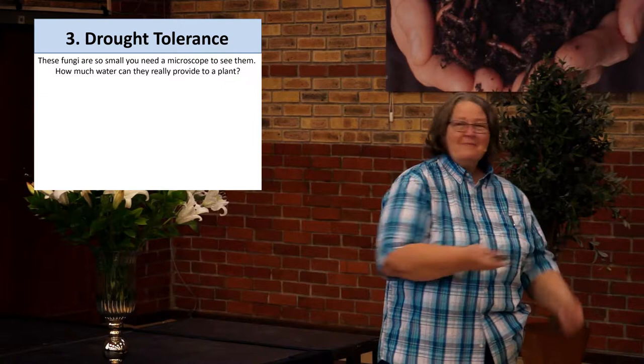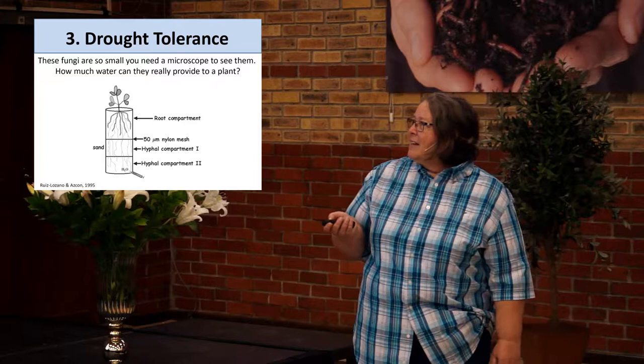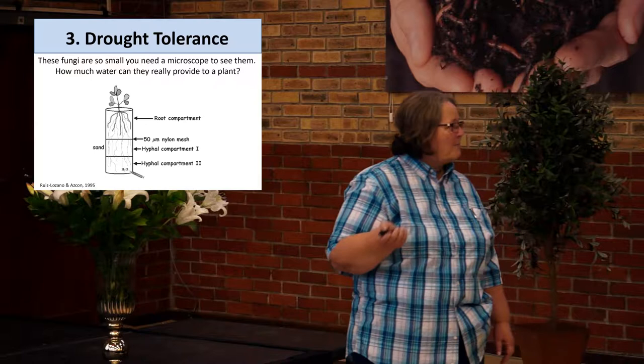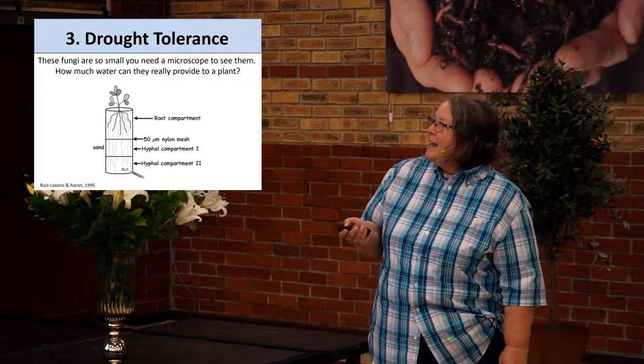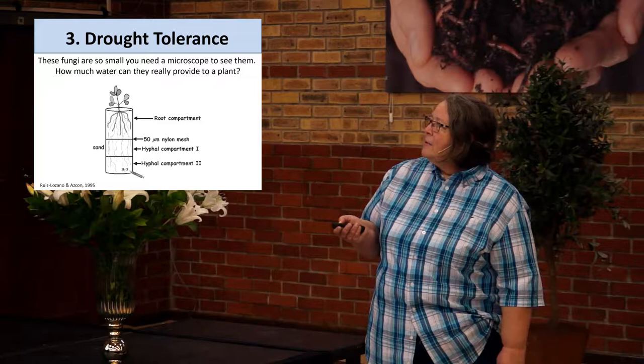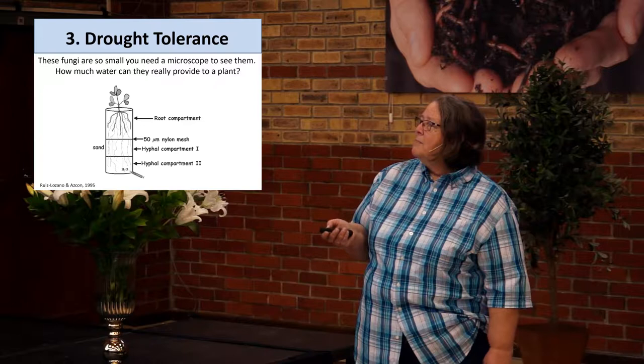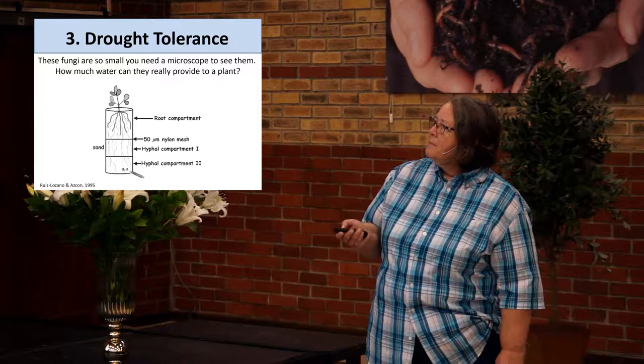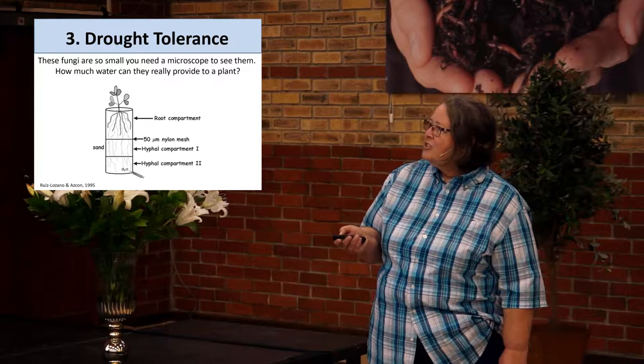Ruiz Lozano and Azcon came up with a really clever experiment to measure how much water the hyphae could actually transport directly into the plant. They took a tube and grew these plants in sand, and they put a very fine mesh, 50 micron mesh. The roots are too big to go through it, but it's large enough for the hyphae to go through. So they had a root compartment and a little separator where the hyphae could pass through into the other compartment. And then they injected the water at the bottom.